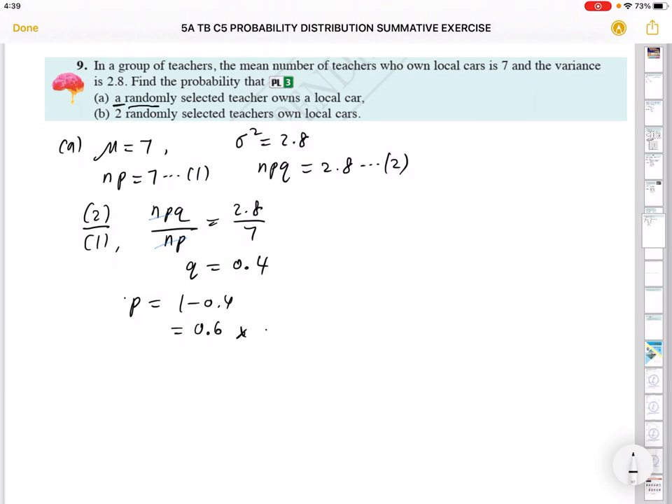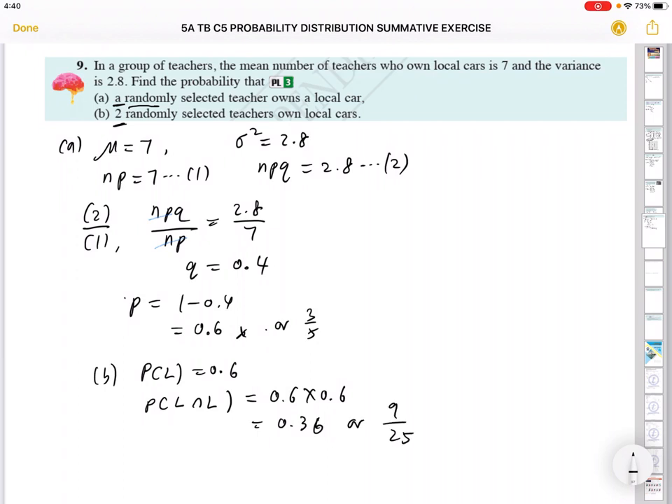But the second one is 2 randomly selected teachers. So we don't have to use the binomial formula. You can say the probability that they own a local car is now 0.6. If 2 persons are selected randomly, so it's local and local. A simple probability will do. Don't have to use the binomial distribution. 0.6 times 0.6, answer 0.36. You can even use fractions: 3 over 5, or in this case 9 over 25. I think the textbook gave the answer in fraction, but it's okay to leave it in decimal.